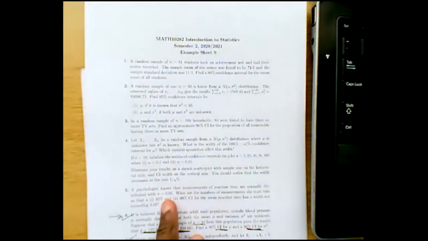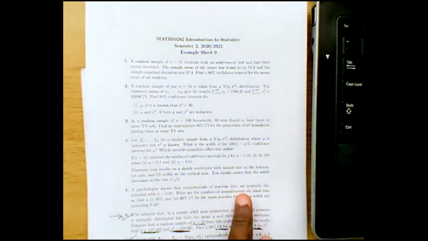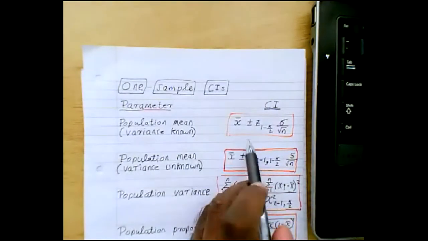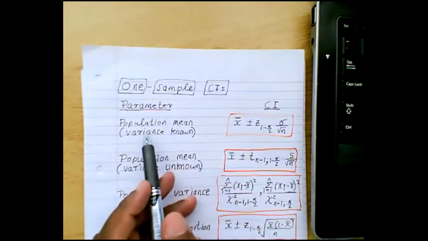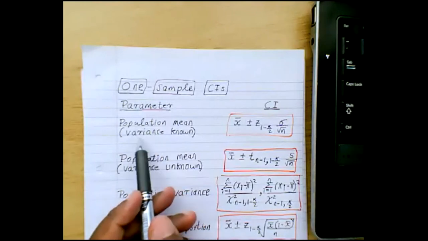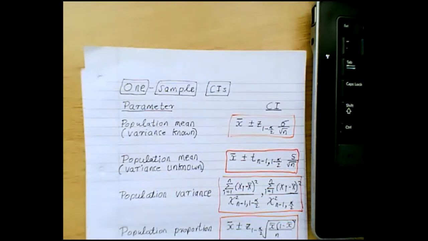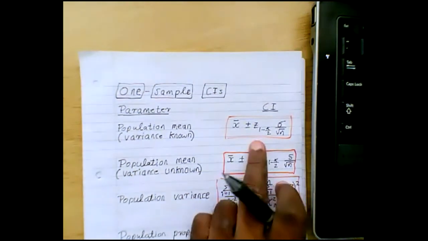So basically, you are given the population standard deviation in this question, and you're talking about the confidence interval for the population mean, right? So the formula that we need to use is clearly this one, because this is the one for the population mean when the population variance is known, and the question gives you 0.05 as the population standard deviation. All right, so we're going to use this formula.